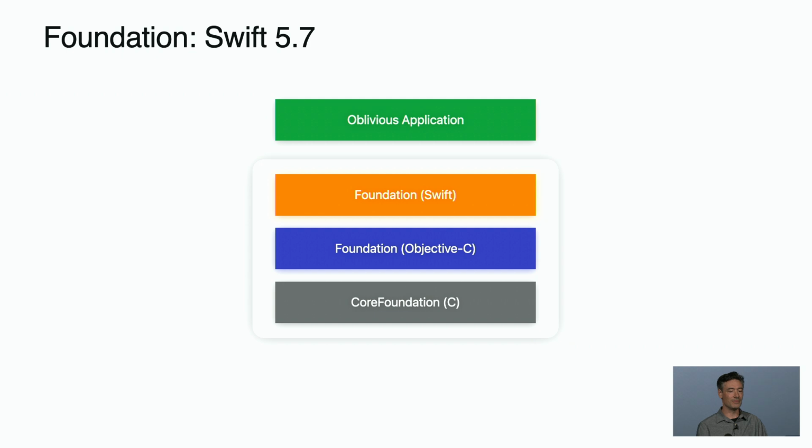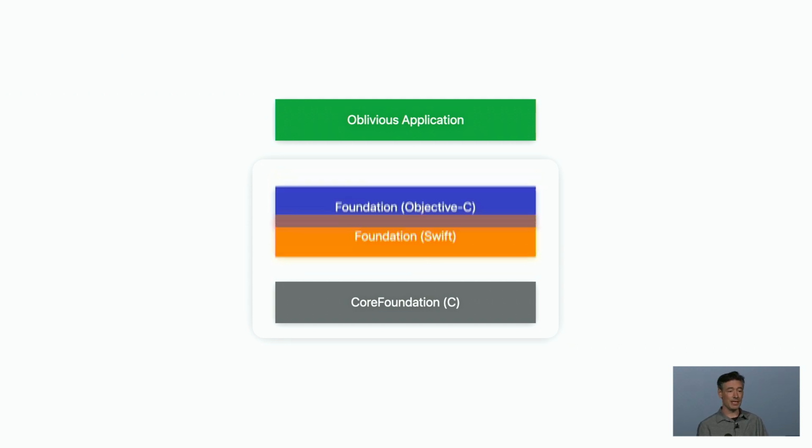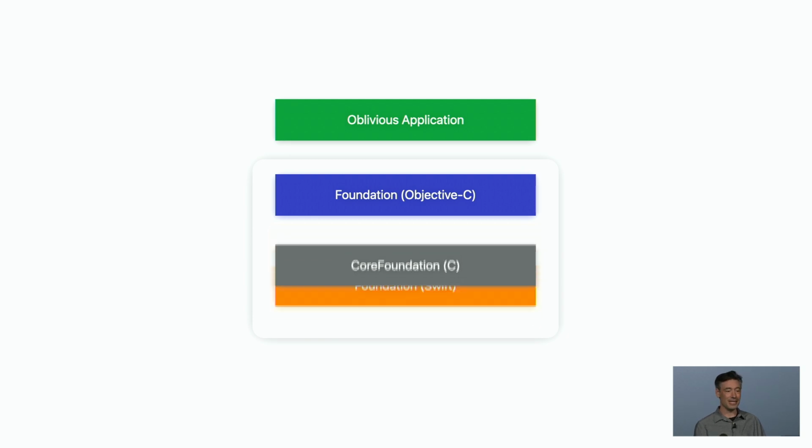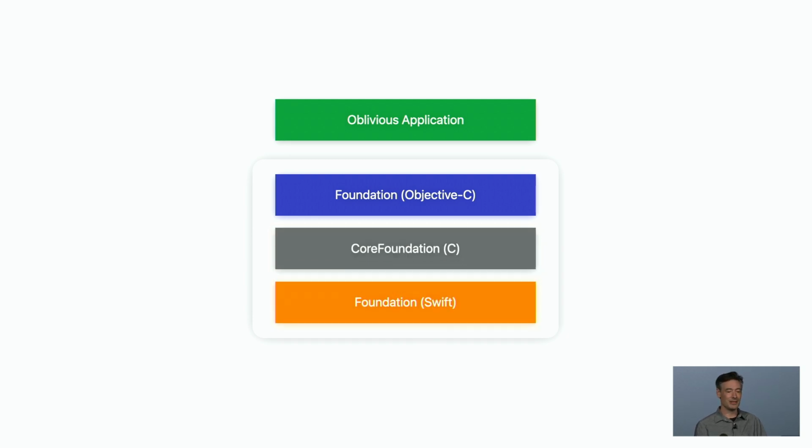Next came the fun part. Can we be writing Swift instead of Objective-C? And the answer is yes. We'll have Objective-C call into Swift instead of the other way around. Let's go one step more. Can we be writing Swift instead of C too? And the answer is yes again. And this is what we shipped in macOS 14 Sonoma and other releases in the fall of 2023.